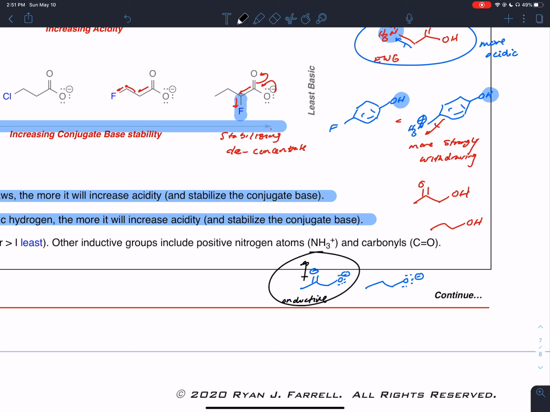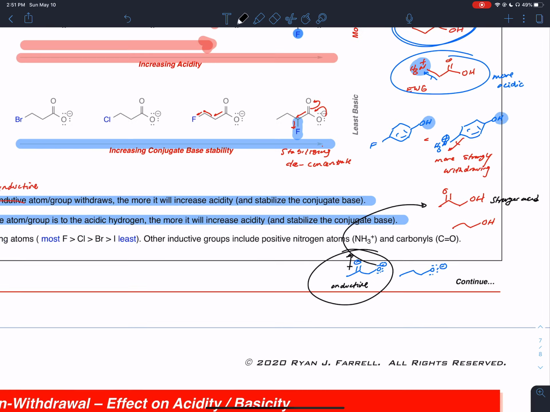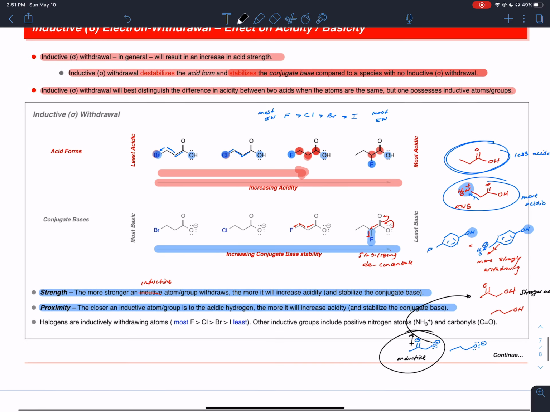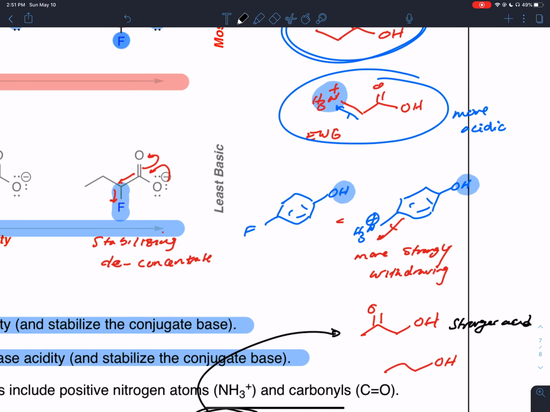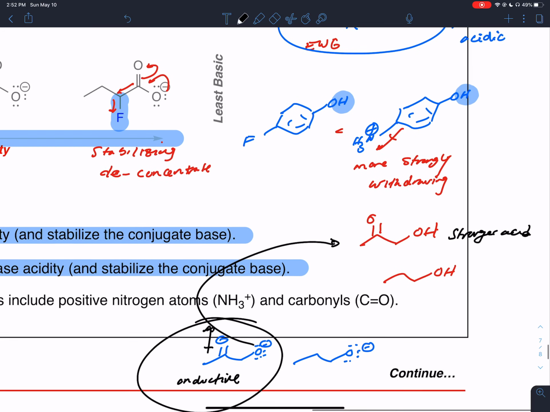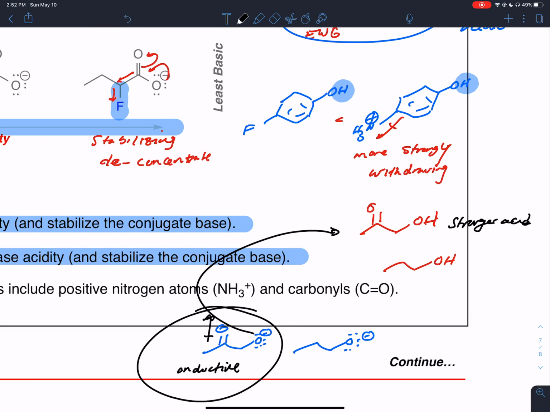Because of the inductive withdrawing effect, we're going to say that this is then a more stable base. The induction is stabilizing it. Stable equals weak, weaker base, stronger acid. Okay, this is the stronger acid. So I encourage you, again, to think about the difference between induction and resonance and understand that with induction, we have to consider strength and proximity and develop a more nuanced understanding of what we consider to be inductively withdrawing groups.